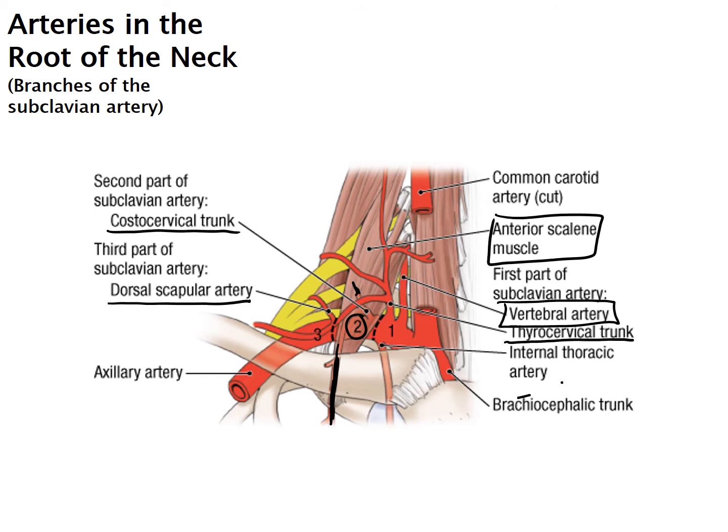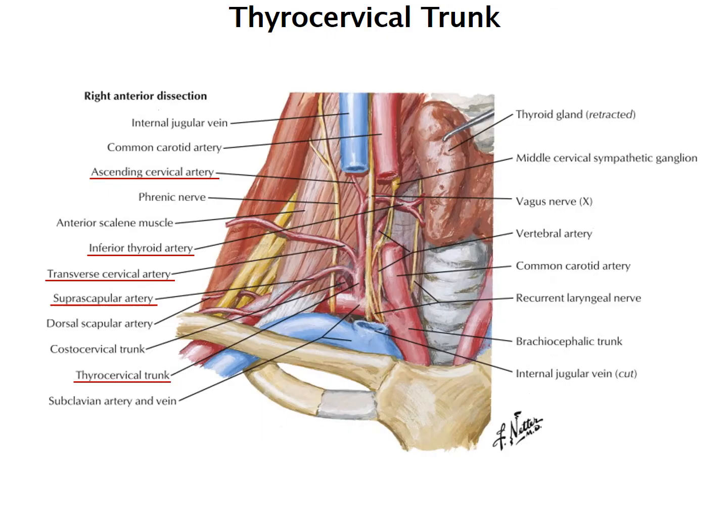Now let's take a closer look at the thyrocervical trunk and its branches. Again, the thyrocervical trunk arises from the first part of the subclavian artery, which is shown here. This trunk will give rise to three different branches. The first branch is referred to as the inferior thyroid artery. This artery, as its name suggests, will supply the inferior poles of the thyroid gland. Arising from the inferior thyroid artery is a small branch that ascends along the anterior aspect of the anterior scalene muscle, referred to as the ascending cervical artery.